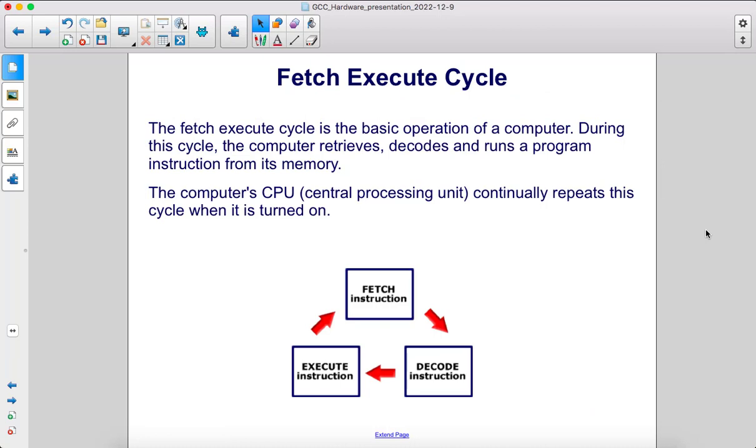The fetch-execute cycle is the basic operation of a computer. During this cycle, the computer retrieves, decodes, and runs a program instruction from its memory. The computer's CPU continually repeats this cycle when it is turned on.